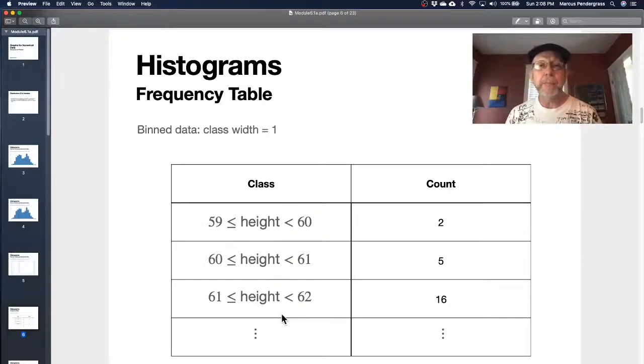For a sample of size 400, you can already see that could be a tedious task. And of course, we're going to use software to do this for us most of the time. But I think it's pretty easy to see how you'd make a histogram by hand if you had to. One thing that's important in making a histogram and the frequency table that underlies it is the idea of the class width. How wide is each class? Here I've chosen a class width of 1, so that means that there's an increment of 1 in each class. We go from 59 to 60, and then 60 to 61, and so on.